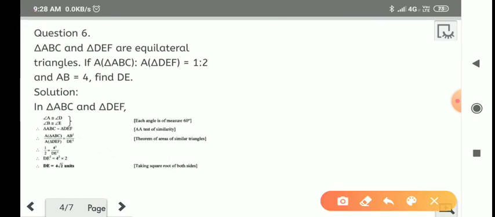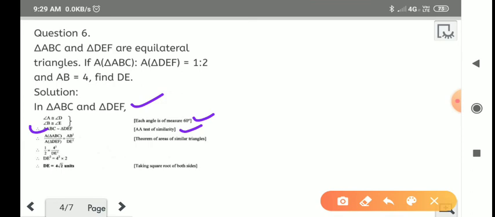Here in triangles ABC and DEF, angle A is congruent with D and B is congruent with E, and the reason is each angle measures 60 degrees. Therefore, triangle ABC is similar to triangle DEF by the AA test of similarity. Okay. Now the triangles are similar, so we can apply the theorem of areas of similar triangles.